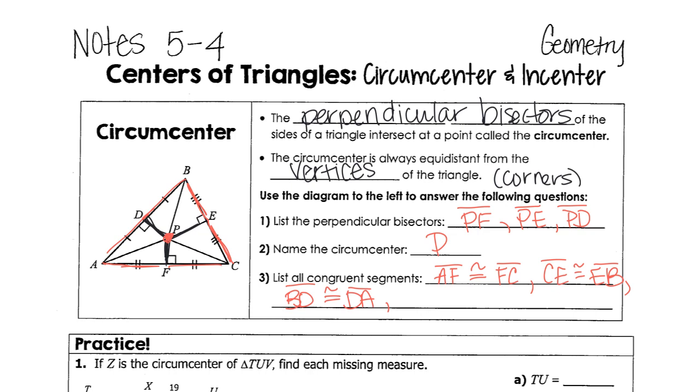And then pay very close attention to that second statement where it said the circumcenter is equidistant to the vertices of the triangle. The vertices are the corners. So from point P all the way down to the vertex, point B, that's the same distance as from P to A, which is also the same distance as P to C. So those three segments would be congruent as well. So we can say PB is congruent to segment PA, which is congruent to segment PC.